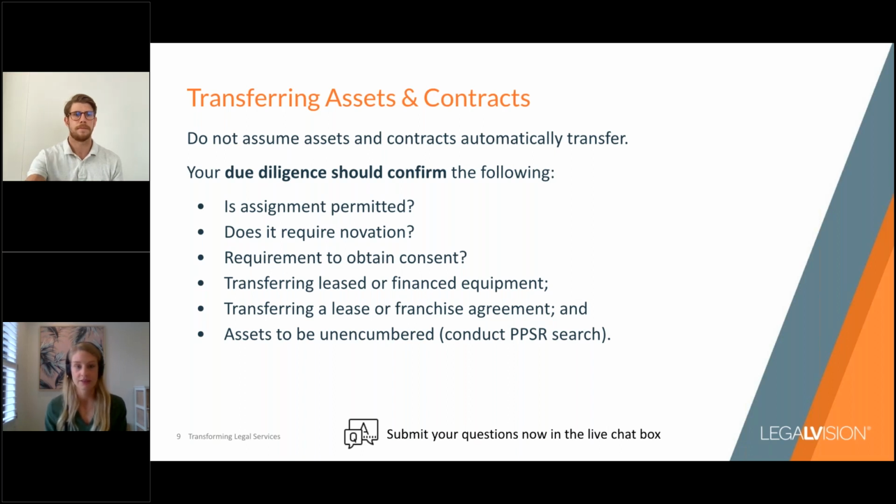And then another key thing is to make sure that all the assets that you have aren't encumbered. So we can carry out what's called a PPSR search to let you know if there are any security interests over assets. And if there are, you'll want to make sure that these are released before they're transferred to you, because otherwise there'll be what's called encumbered assets when you're taking them over, which you don't want.